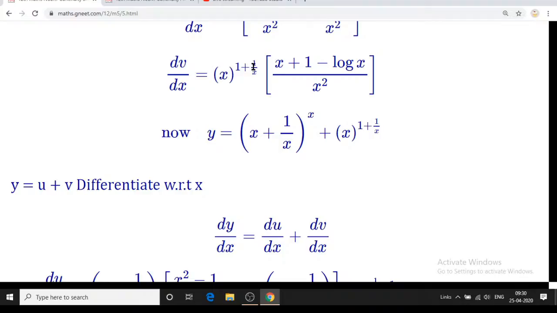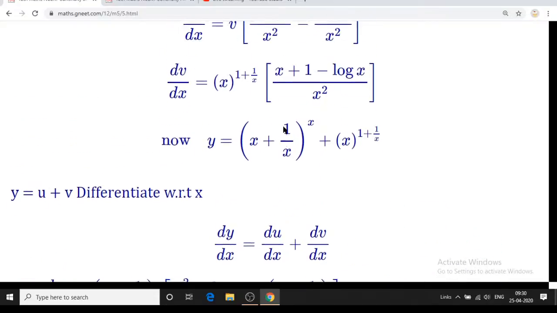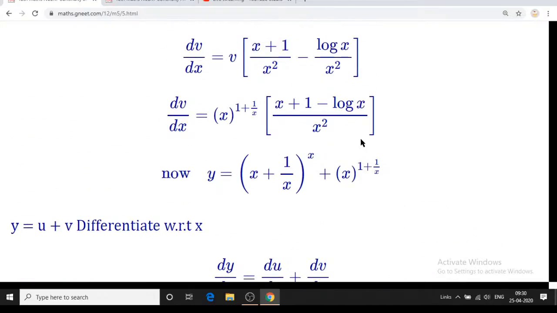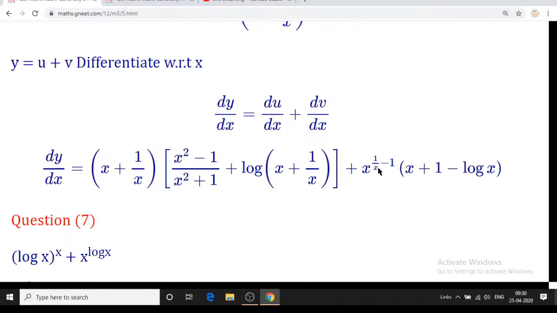So 1 plus 1 by x minus 2, and so here it will be 1 by x minus 1, or we can simplify and write directly as, or keep as it is what you got here. You can keep this as well as this. Here I have simplified, that is, I've used the law of indices, or that is exponentials. You can use or you can keep that as it is.